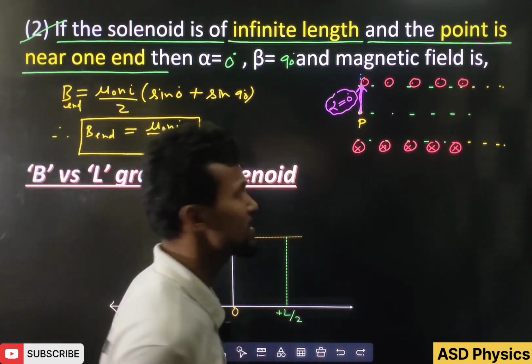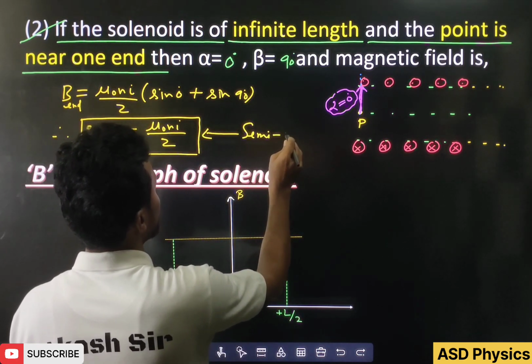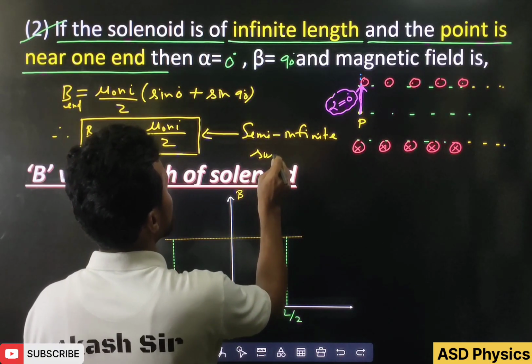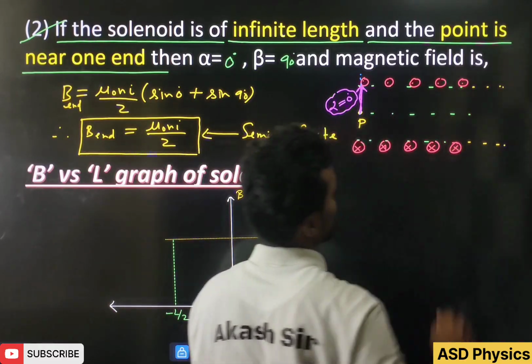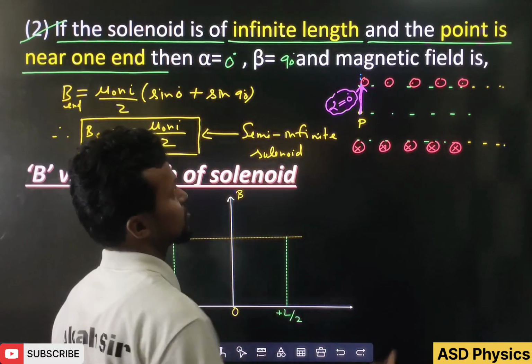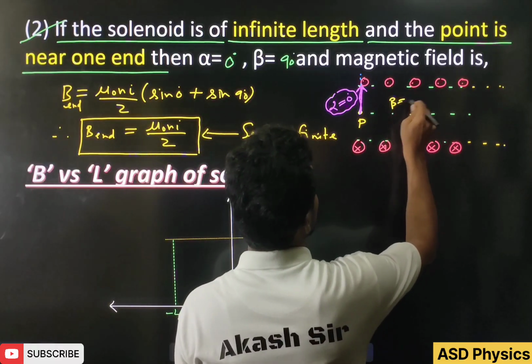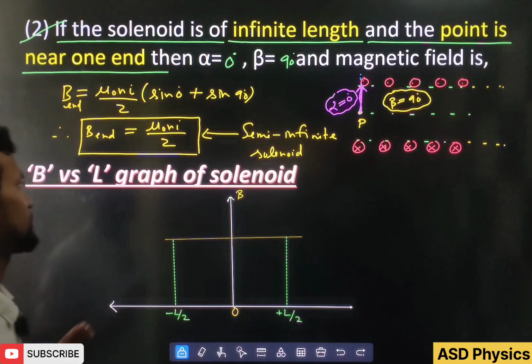We can even call this solenoid semi-infinite. Why semi-infinite, students? Because on the right side it is infinite, but on this side no solenoid is there, so that is called semi-infinite. Here alpha is 0 and beta is 90 degrees.